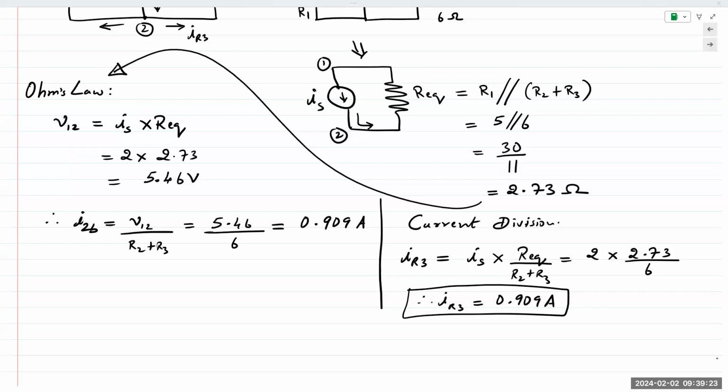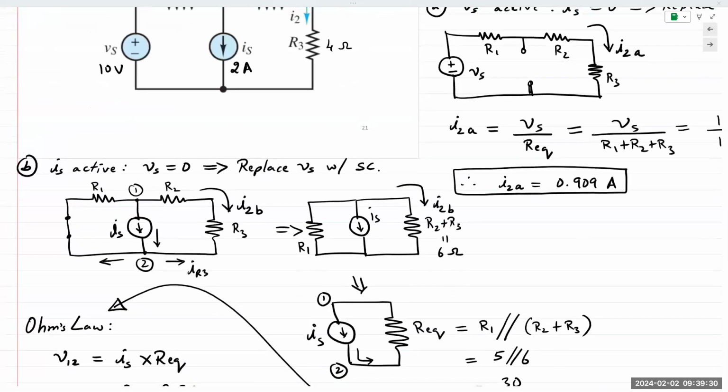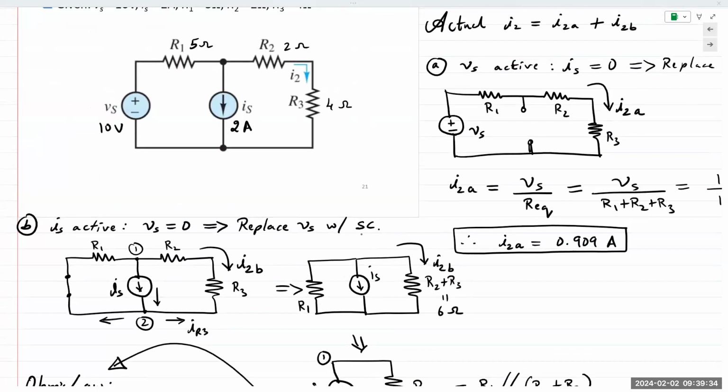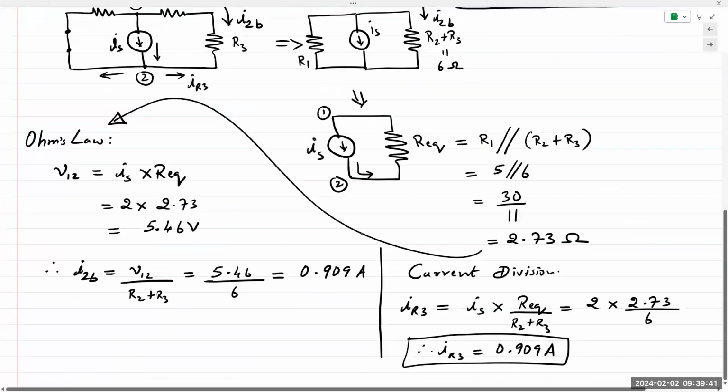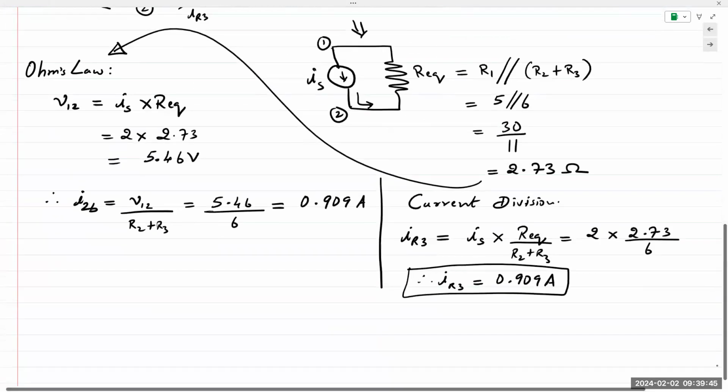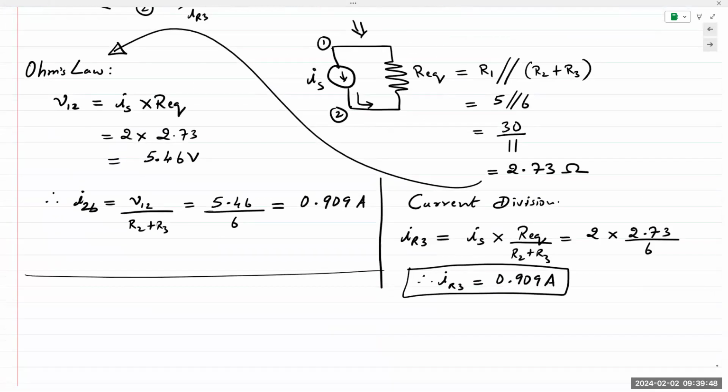Okay, let's take a look at the circuit. Job's not done yet. What do we see? Specifically, IR3 and I2B. They are in opposite directions. So what is the value for I2B? This should be IR3.